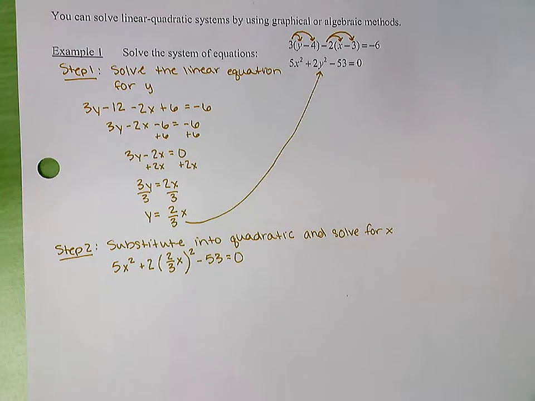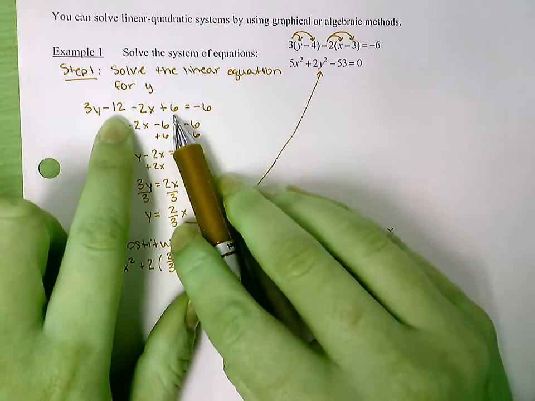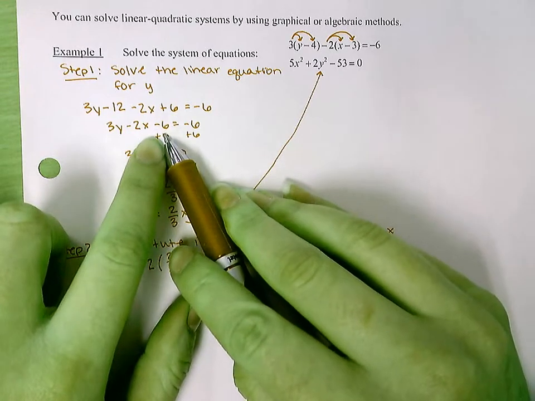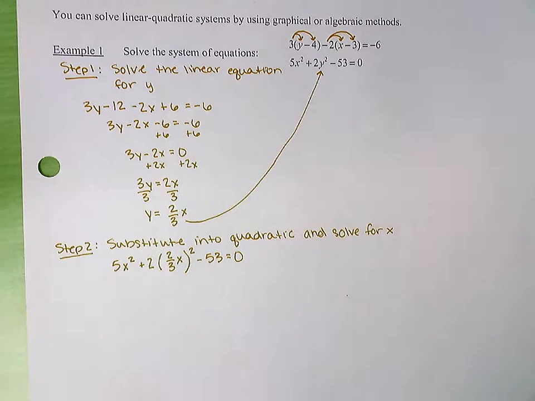You have a question? Where did the 12 go? I'm trying to explain. I added negative 12 and 6 to get negative 6. Okay, that makes sense. Do you understand how I plugged in that y value into that second equation there?